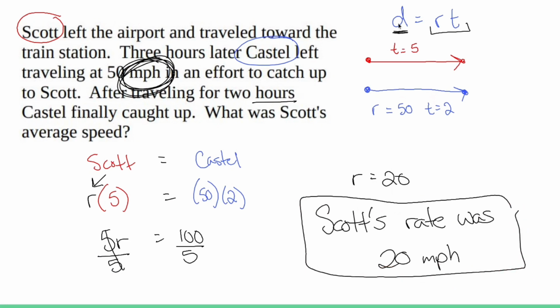So that's how we do these problems. You have D equals RT. You try to figure out the things that are equal to each other and try to draw pictures of what you have. There might be times where the rates are different. There might be times where the times are the same. It doesn't really matter. You're just trying to figure out what's equal and base some type of equation off of that. And this is what we came up with.